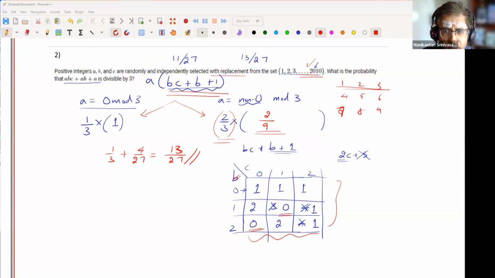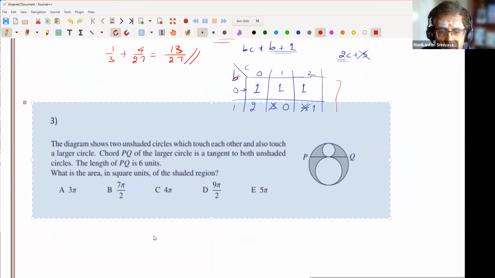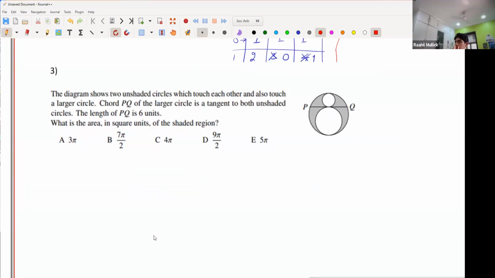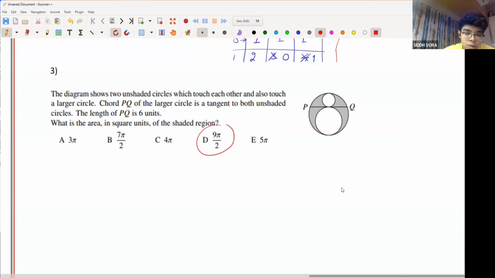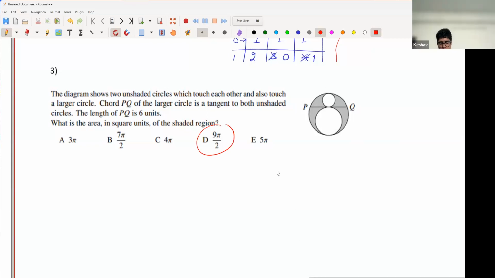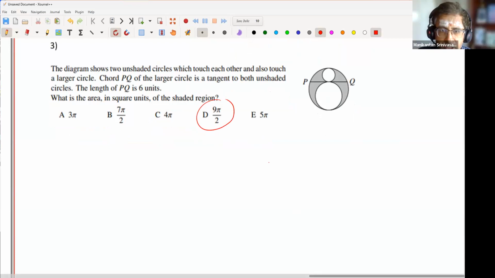Okay, the next one. Rahil, did you get something on this one? On this circle? Yes, I got this. What did you get? D, 9 pi by 2. Yeah. Anyone else agree or disagree with him? Even I got this. Same. Same. Okay, all right, cool. So for completeness, let's just do it still.